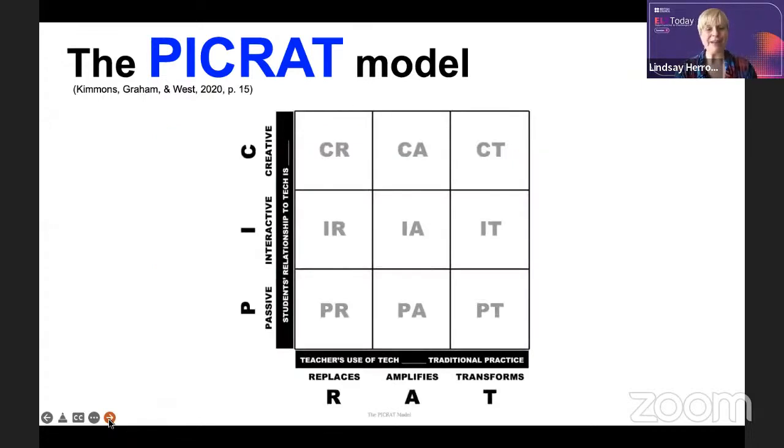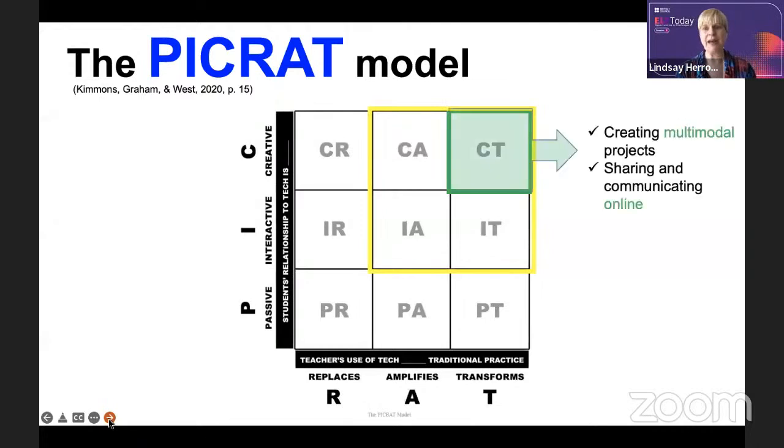So altogether, it looks something like this. And if the student's use is creative or interactive, and if the teacher's use amplifies or transforms traditional practice, it's probably worth thinking about using a digital tool rather than just an analog project, especially up here where it's creative and transforms. This frequently happens when you're creating multimodal projects and sharing and communicating online, because that really does transform traditional learning, and it really does involve lots of creative processes.